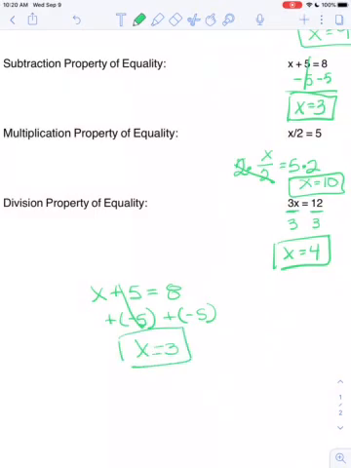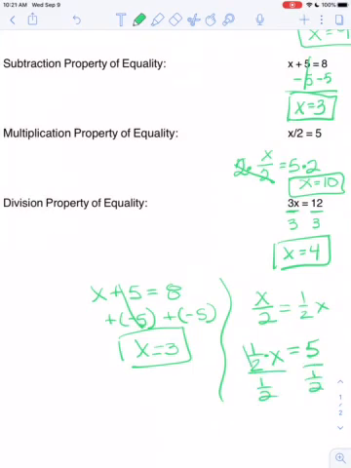Okay? And also for multiplication and division, you can use them interchangeably. X over 2 is the same thing as 1/2 x. So if you think of that as 1/2 x equals 5, and then that's 1/2 times x. To get rid of multiplication, you could divide each side by 1/2. And when you divide by a fraction, you multiply by its reciprocal, so that will be 5 times 2 over 1, and we're back to 10 again.